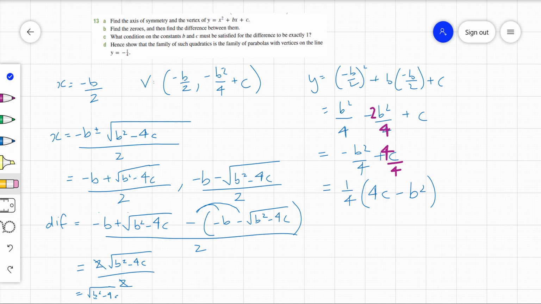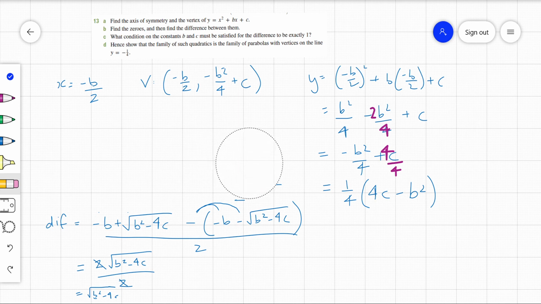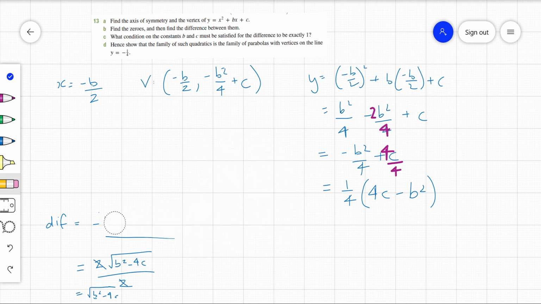Alright, so I'm going to get rid of this. I don't think we need that anymore. We don't even need this. So we know the difference is that thing down there. So the square root of b squared minus 4c, and we want it to equal 1. So again, square both sides, and we get that. And perhaps make c the subject.